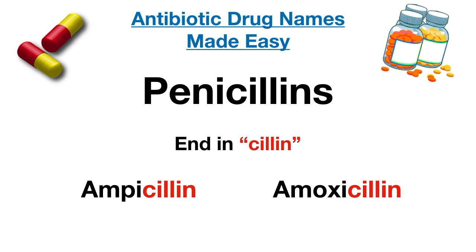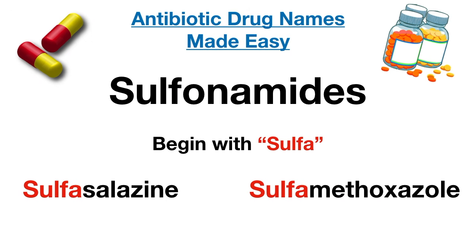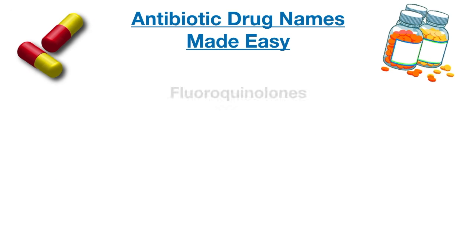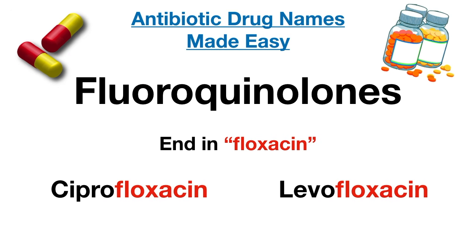The next antibiotic class is sulfonamides. They can be remembered because their drug names usually begin with sulfa, and some examples include sulfasalazine and sulfamethoxazole. It's important to note that sulfasalazine is typically used to treat inflammatory conditions. The next antibiotic class is fluoroquinolones, and these drug names usually end in floxacin. Some examples of fluoroquinolones include ciprofloxacin and levofloxacin.